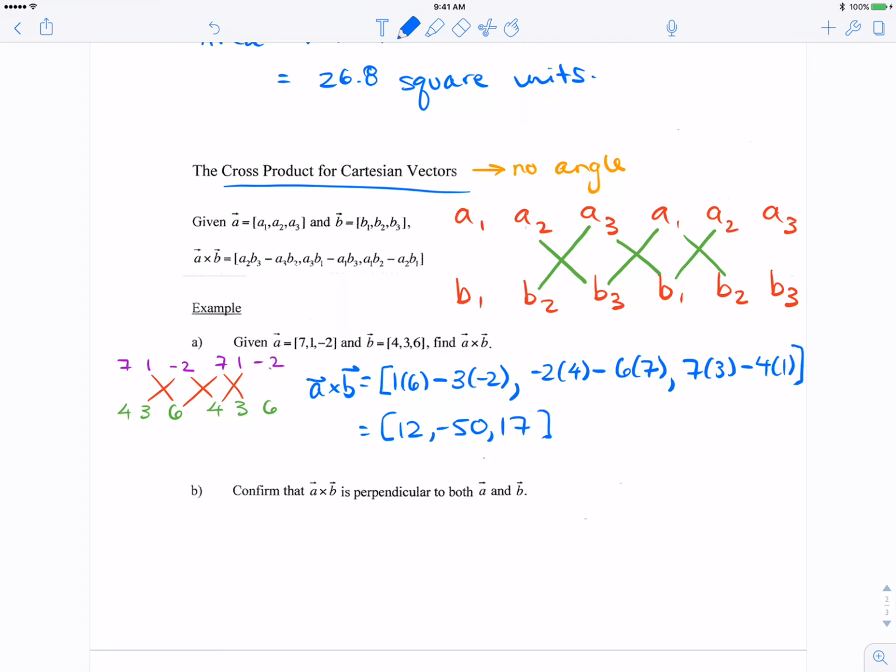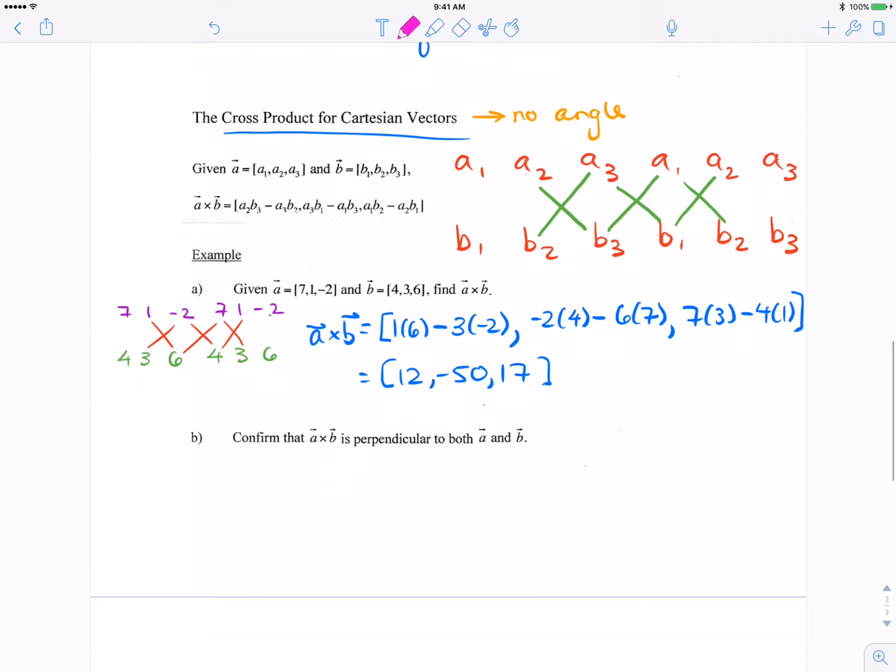Confirm that A cross B is perpendicular to both A and B. How do I know if a vector is perpendicular? Think back to a previous lesson. 90 degrees. Okay, so if it's 90 degrees, what's equaling 0? The dot product of those two vectors. Okay, so something is perpendicular when it has a dot product of 0. So if it wants to know that it's perpendicular to both A and B, I need to do 2 dot products with the vector A cross B.